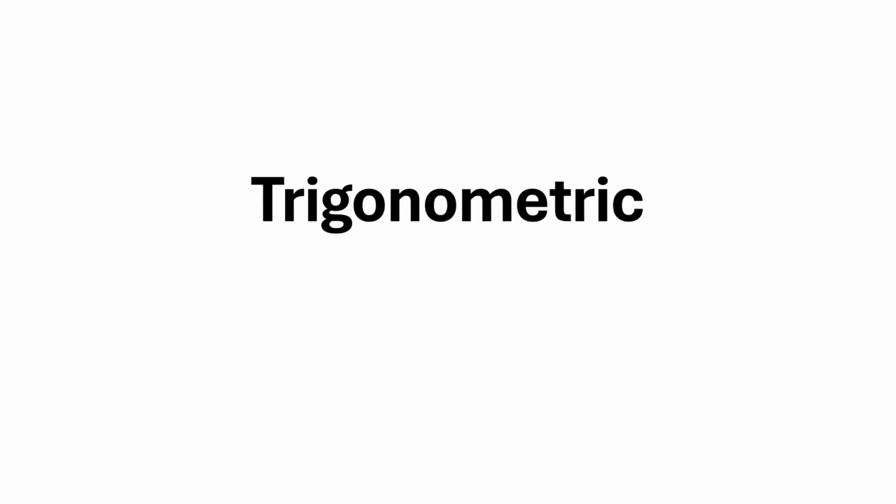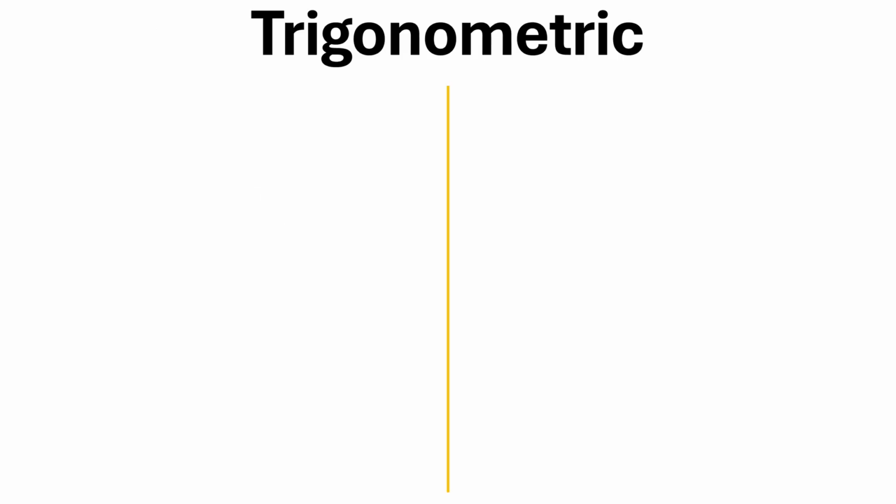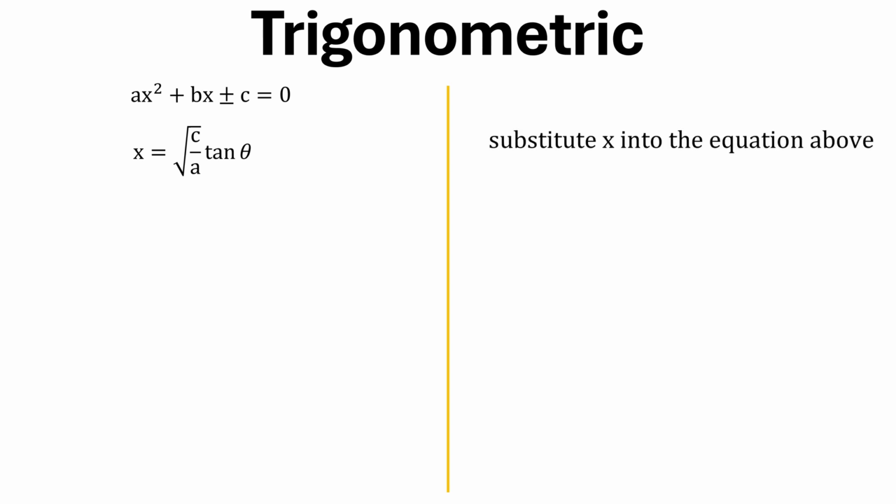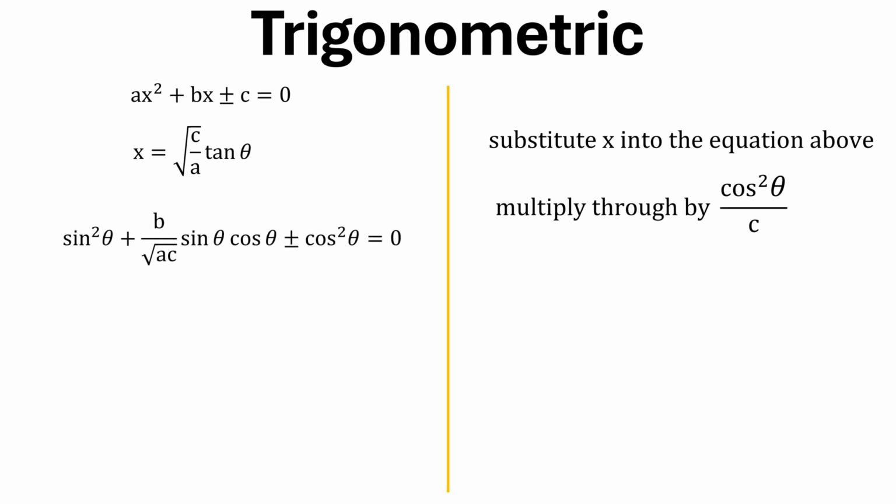Trigonometric solution. Let us say the equation is of the form ax squared plus bx plus or minus c is equal to 0. The roots of the equation will be x equals the square root of c over a tan theta. Substitute this equation of x into the equation above, and then multiply through by cos squared theta over c. This is what our quadratic equation now looks like after those two steps.